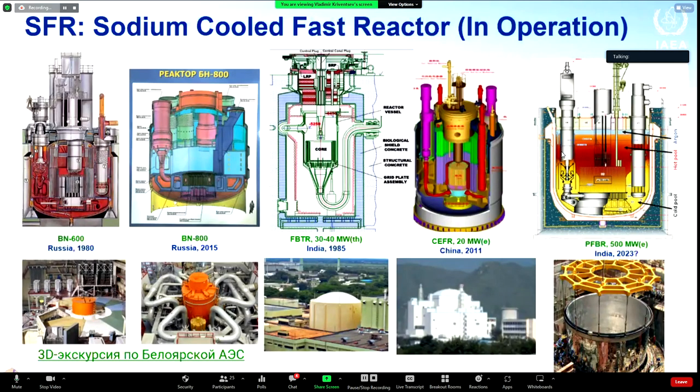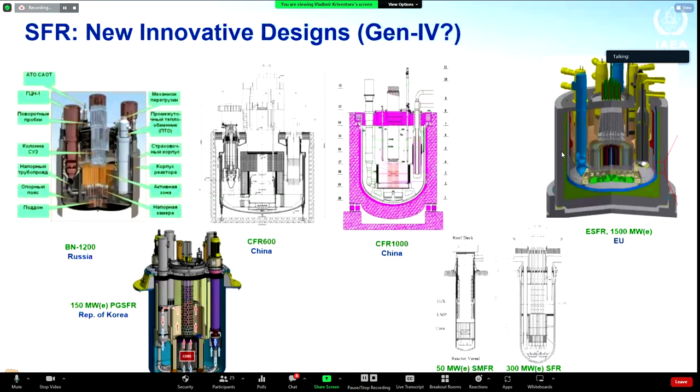So I think I should go maybe faster to complete this historical overview. So this slide shows pictures of the reactors which are in operation in several countries. Again, it's BN 600 in Russia, and BN 800 recently, since 2015, also in Russia. FBTR in India, CFR in China, PFBR, it's under commissioning in India, expected again next year, probably. And that is like five main reactors under operation in the world now, or expected to be starting operation in the world.